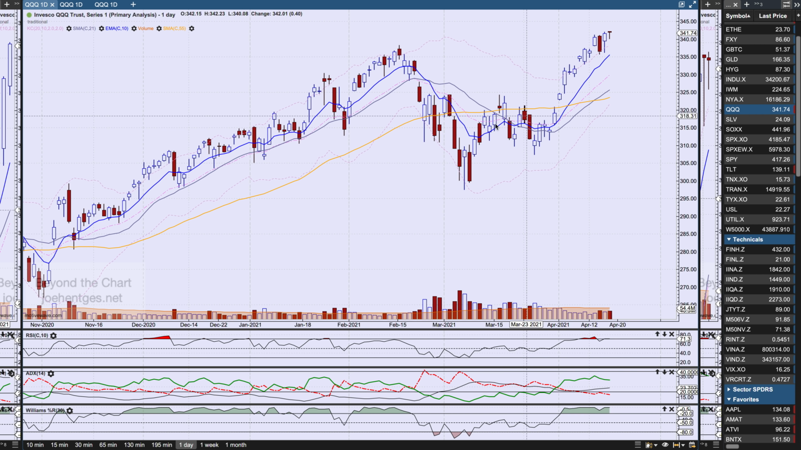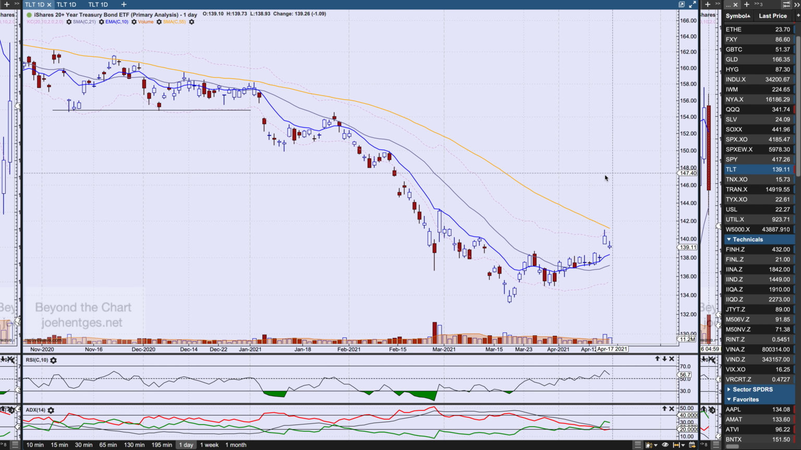Okay, so here's where the 10-year yield was bouncing around up there in that resistance zone, and this is exactly what was happening with the Qs. It was chopping around, trying to decide where are we going to go, what's happening with the 10-year yield. And so now the 10-year yield has pulled back, and so it's going to be really, really interesting to see.